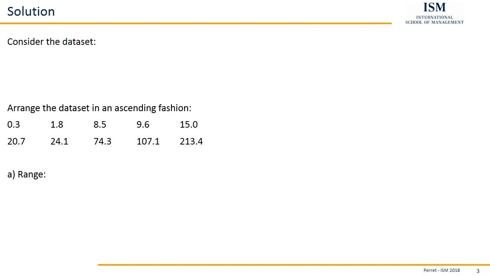Because when we start with the range, we can directly see the range is defined as maximum minus minimum, so largest minus smallest value in the data set. If we have this ordered data set, we can directly see the maximum is 213.4, minimum is 0.3. So we calculate maximum minus minimum and get as a result a range of 213.1. So relatively easy having this ordered data set.